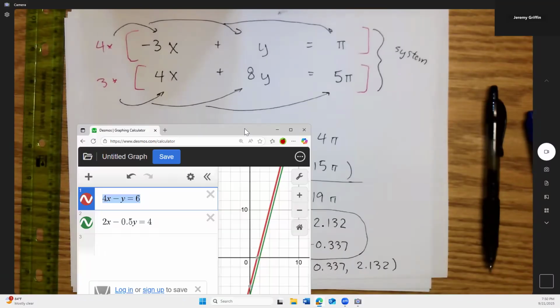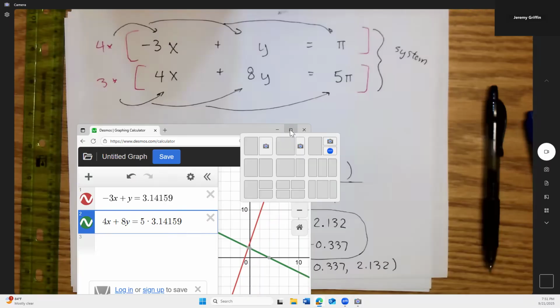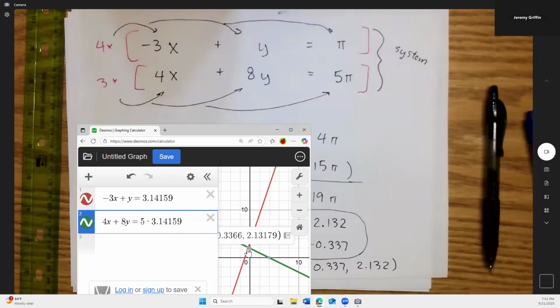All right, here, I'll type this in live. So we have negative 3x plus y equals 3.14159. Okay, that'll be enough there. And this other one's going to be 4x plus 8y equals, well, I think I could type this, 5 times 3.14159. I think that should do it for me. Okay, yeah, I do see those crossing right there.